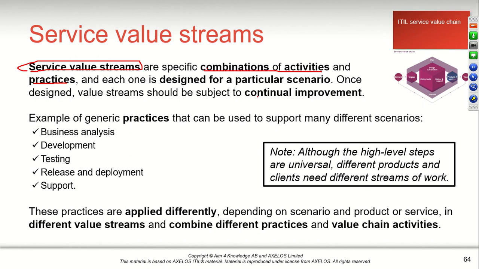So a service value stream is a combination of both activities and practices, which of course is designed for a particular scenario. Example of the generic practices: when you're talking about practices, there are a whole lot of practices available in ITIL 4. The generic ones are these five: business analysis, development, testing, release, and support. For all the activities, they require these practices to go along with them. These practices are applied differently, and the way they are applied will depend on the scenario and the products that we are referring to.